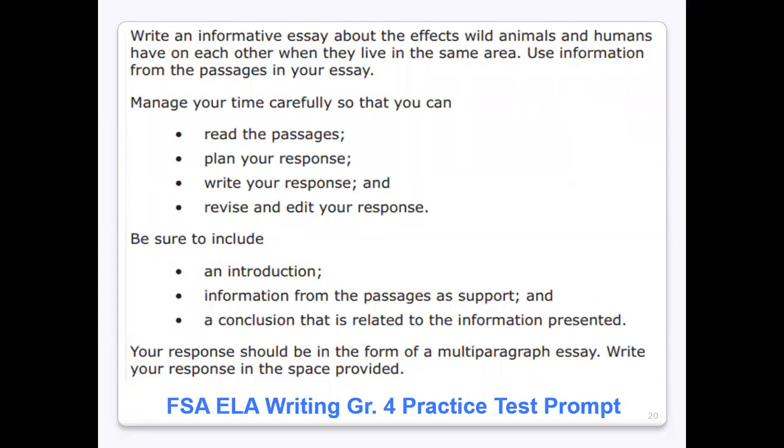So you've got your write an informative essay about the effects wild animals and humans have on each other when they live in the same area. Use information from the passage in your essay, and then you've got your bullets with managing your time and be sure to include, and then you've got your response should be in the form of a multi-paragraph essay, and then the last sentence we always change. Instead of write your response in the space provided on the practice test, it's going to be write your response on your Braille paper. So if we look at the Braille for that, you see, I believe, fairly standard formatting.